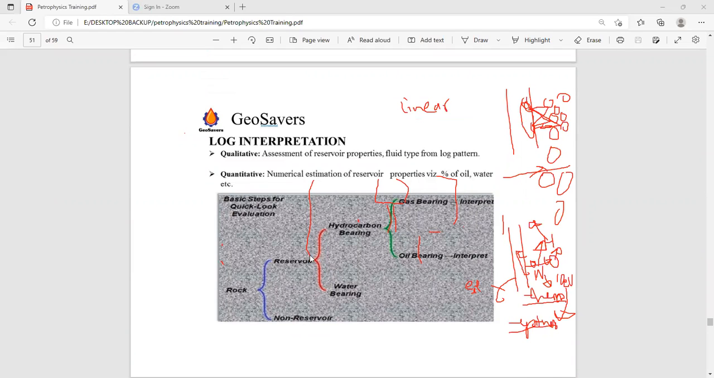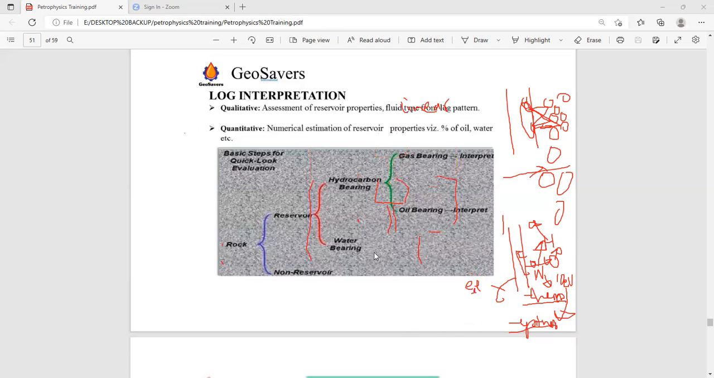The second partner here is your resistivity. The resistivity track, which is the second track, will tell you what contains hydrocarbon and what contains water. Then you have the last track, your porosity track, which tells you what is gas bearing and what is oil bearing. From there you can do your interpretation and quantitative analysis in the software. It's as simple as that.